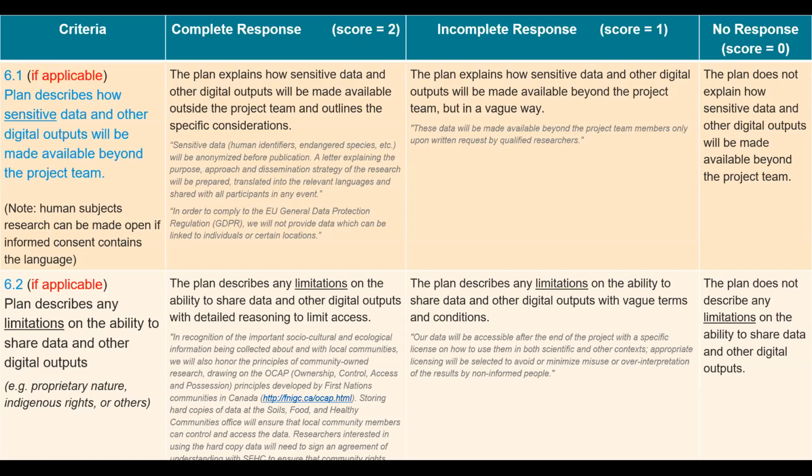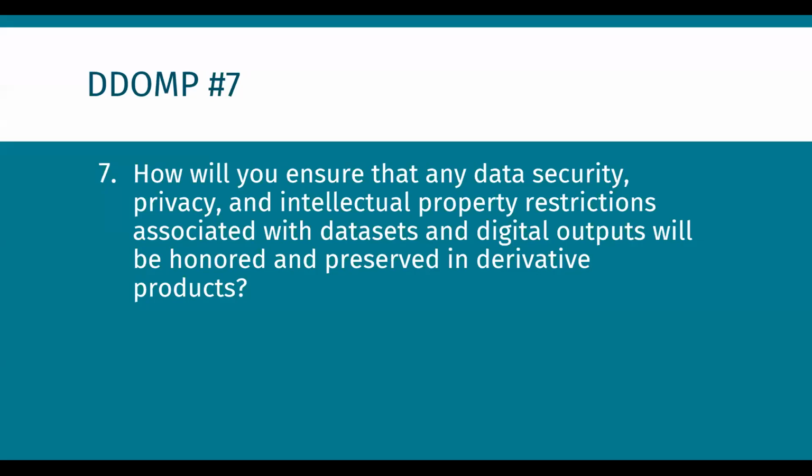An incomplete response to this criteria would be: the plan describes limitations on the ability to share data and other digital outputs with vague terms and conditions. For example, our data will be accessible after the end of the project with a specific license on how to use them in both scientific and other contexts. Appropriate licensing will be selected to avoid or minimize misuse or overinterpretation of the results by non-informed people. That is better than no response at all, but it's definitely a 1 and an incomplete response because it's not actually discussing the limitations with specific policies or guidelines that are being pointed to.